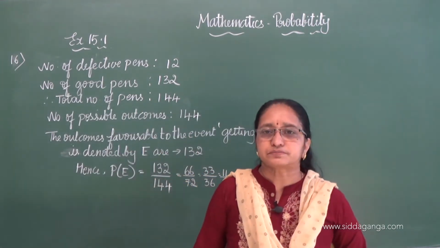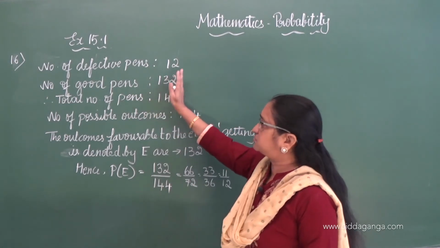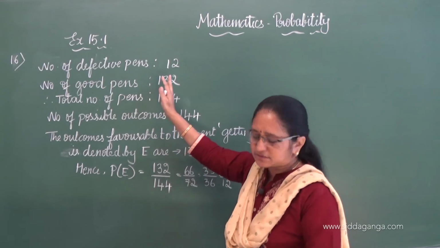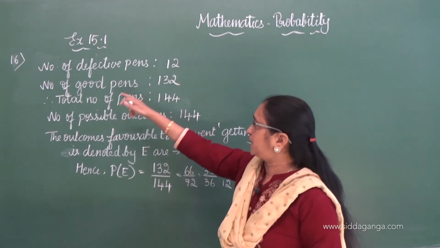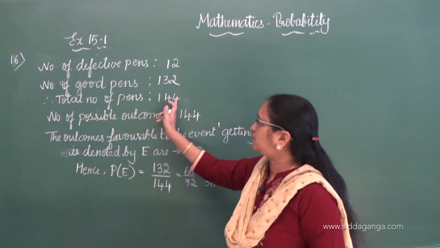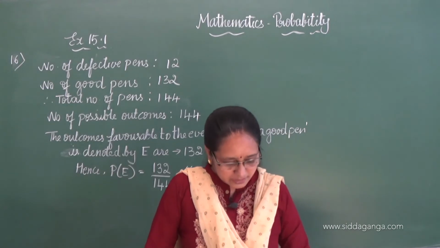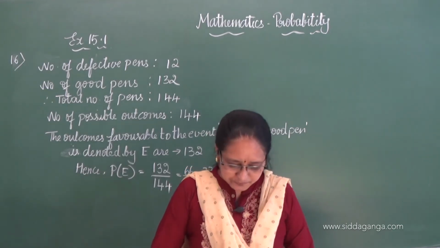Okay. Now, so I hope you understood. If they have given it like this, you should read the questions carefully, because when you see the next one, you will come to know the difference between these two. Number of defective pens is 12, good pens 132, total pens is 144. Okay. Now, I am going to read the next question for you.